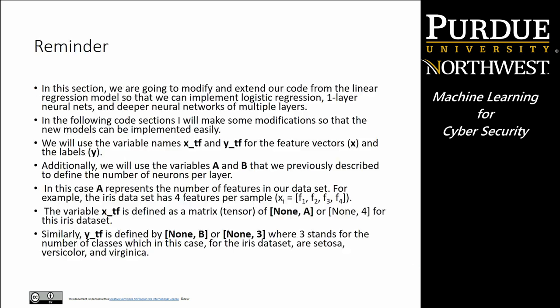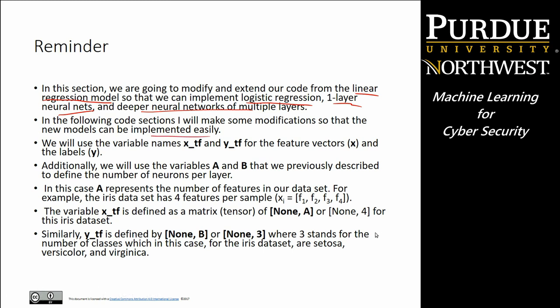All right, so a reminder, right? In this section, we are going to modify and extend our code from the linear regression model so that we can implement logistic regression first. That's what we're doing now. But you already saw a glimpse of a one-layer neural network, and a deep neural network already. And hopefully you can see that just by changing that inference function and that loss function, you can start to do that. So in the following code sections, I'll make some modifications so that the new models can be implemented easily.